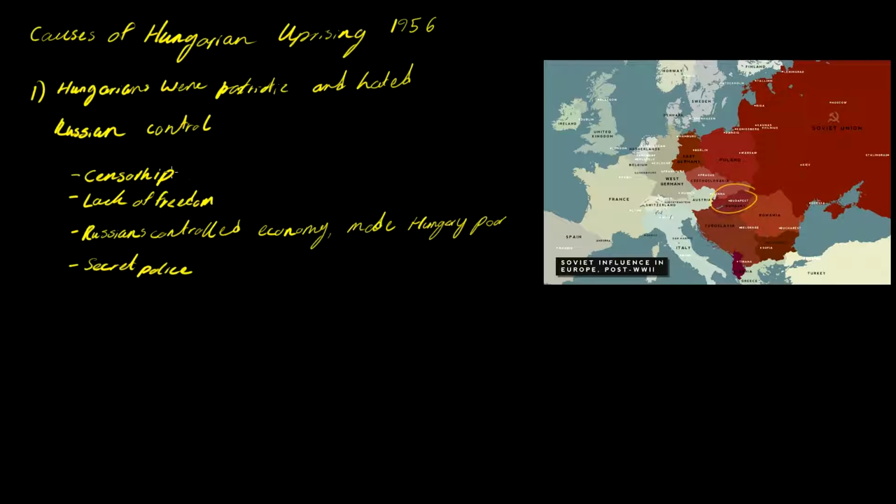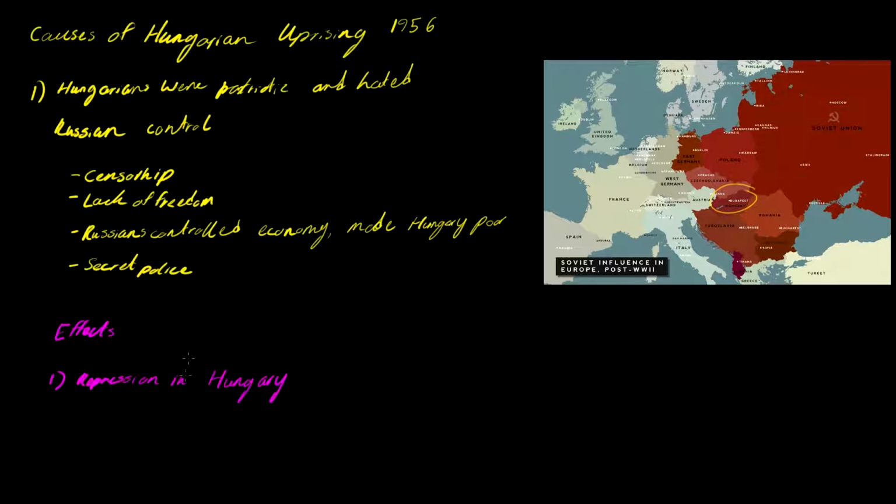And this was because of censorship, strict Russian censorship in Hungary, a general lack of freedom. And the Russians controlled the economy, which made Hungary poor. And we also have a secret police, which was despised because it threatened people.